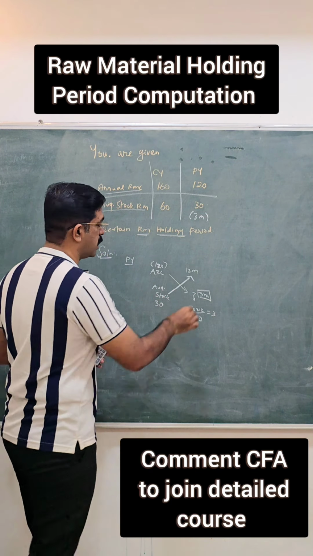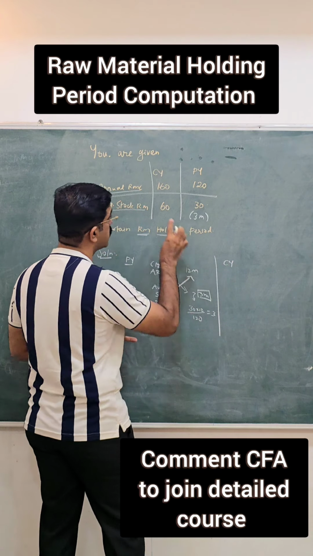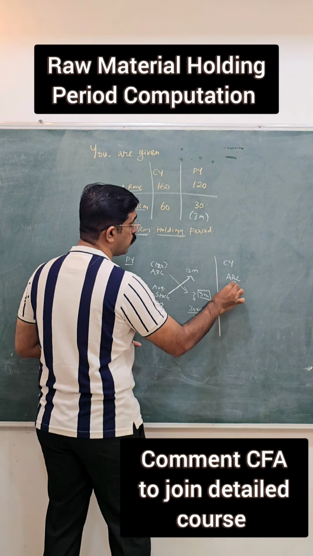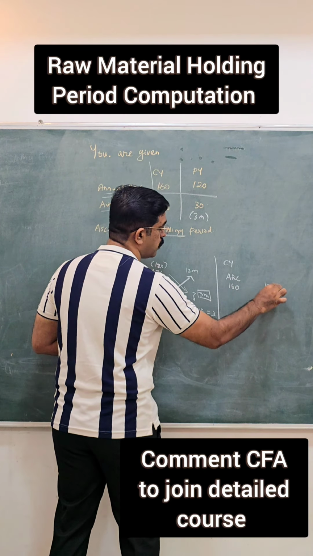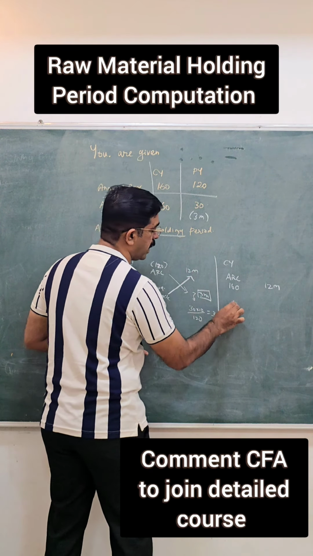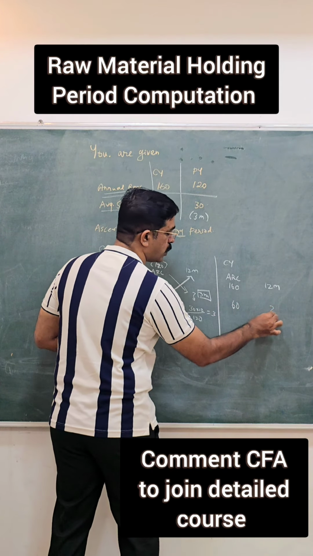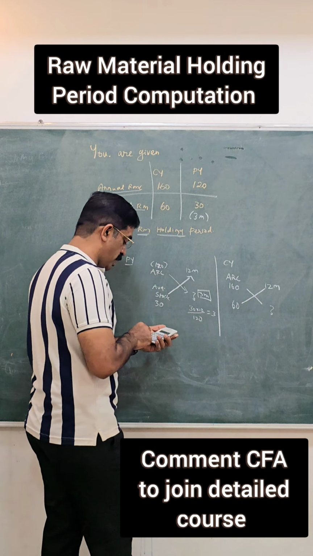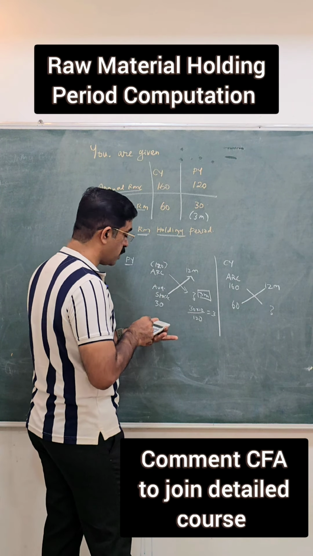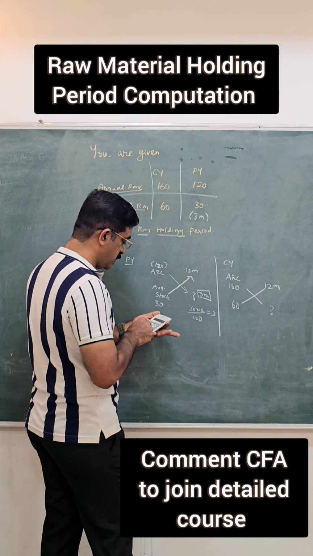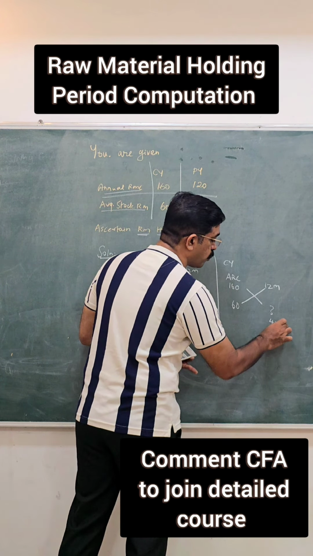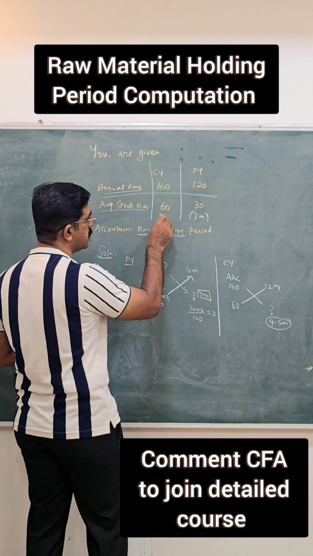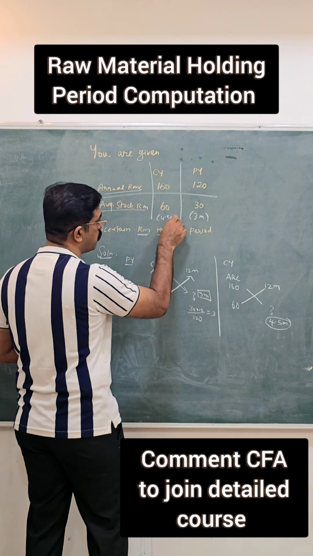Then what is happening in the current year? Let's see that as well. In their current year, annual raw material consumption stands at 160, which is for 12 months. And they are maintaining an average stock of 60. So what is this period? Do this cross multiplication. 60 into 12 divided by 160. 60 into 12 is 720 divided by 160, and you get the value as 4.5, that is 4.5 months. So in the current year, this 60 is equivalent to 4.5 months of raw material.